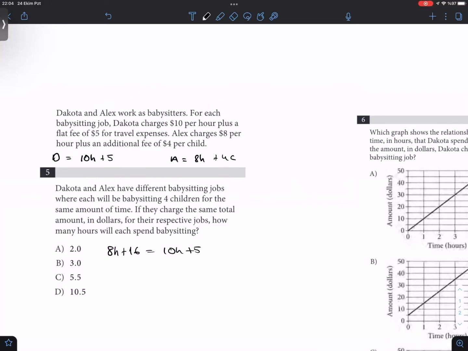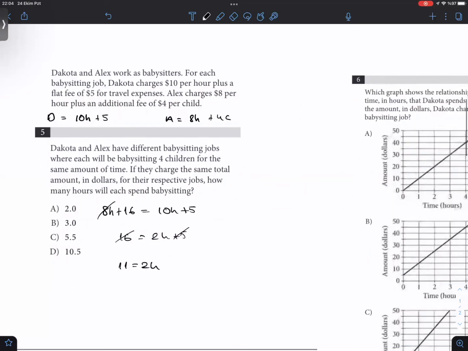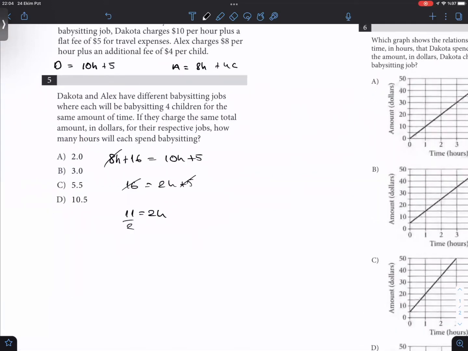We subtract 8H from both sides. That gives us 16 equals 2H plus 5. Then we subtract 5 from both sides, and that gives us 11 equals 2H. We divide both sides by 2, and that gives us 5.5.